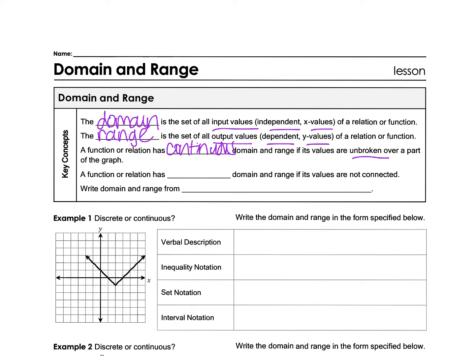A function or relation has blank, domain, and range if its values are not connected. That is called discrete. And then it says write domain and range. You're always wanting to write it from least to greatest. Okay, so that's just a little bit of definitions before we get started actually looking at a graph. So now let's look at those graphs.